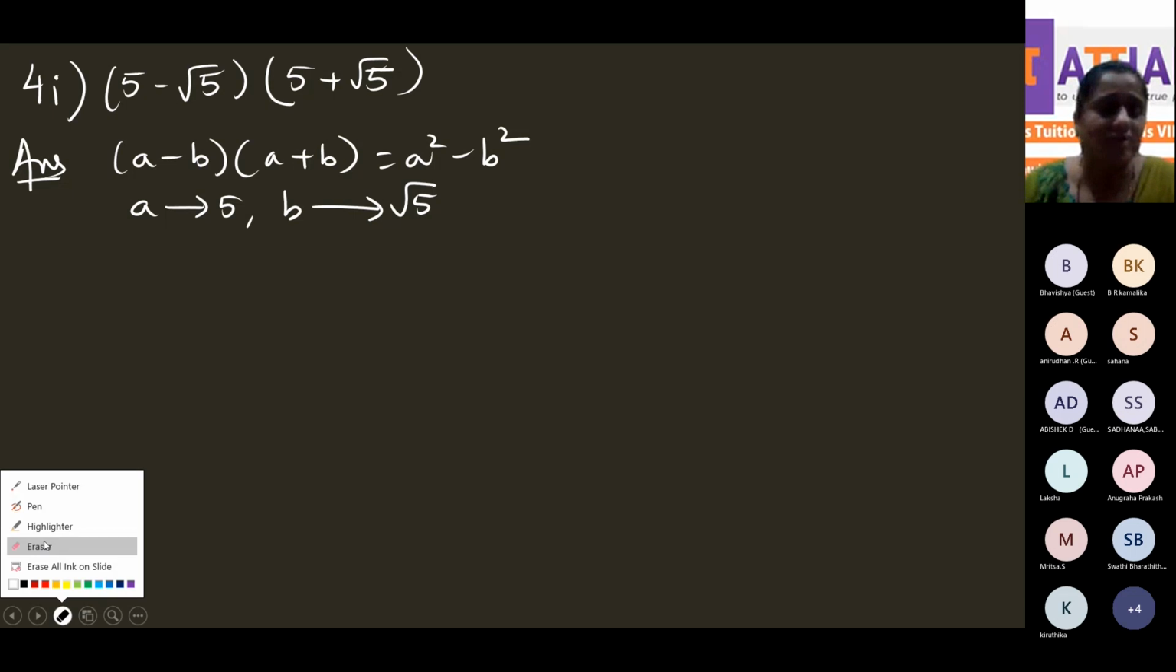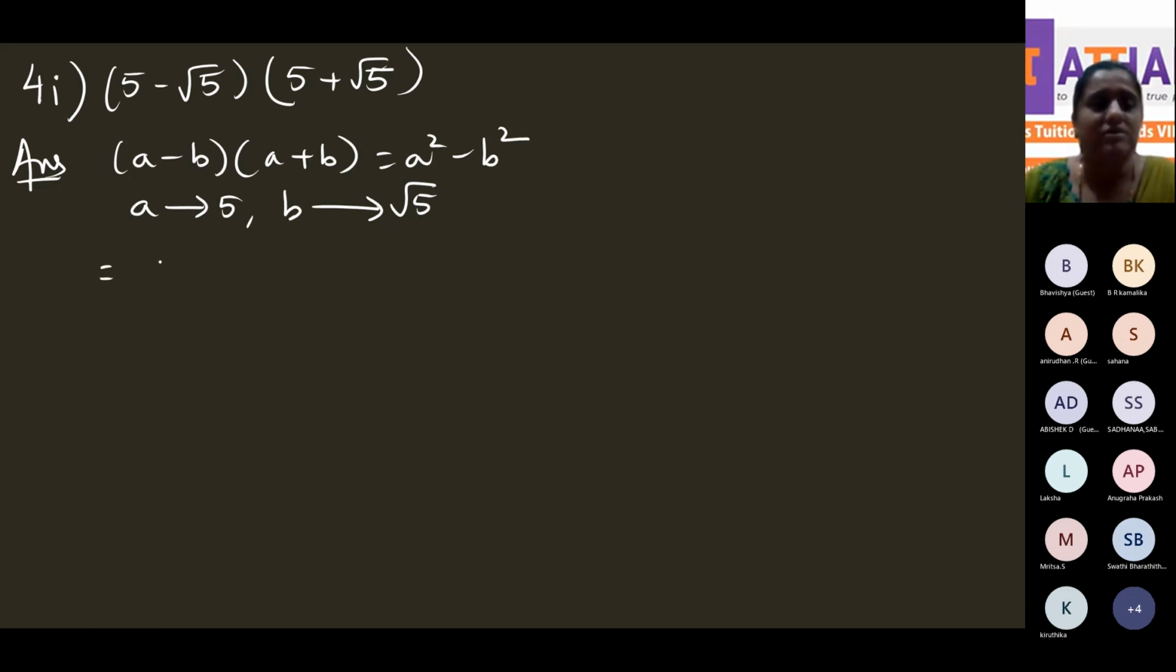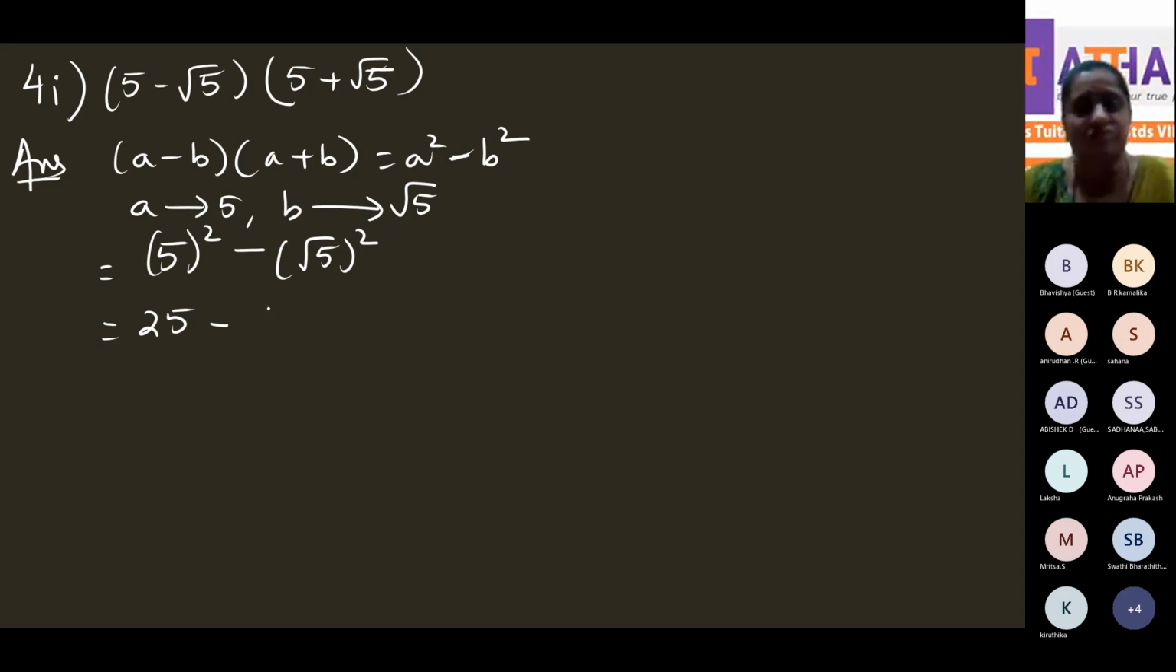So what is a square? A is 5. So a square minus, in the identity it is minus, b square, root 5 the whole square. So 5 squared is 25 minus root 5 squared, meaning root 5 into root 5, which is 5. And 25 minus 5 is 20. Now the value of the given expression is 20.